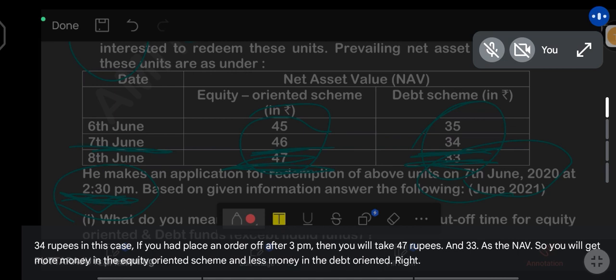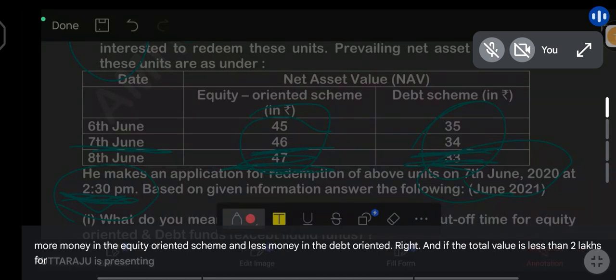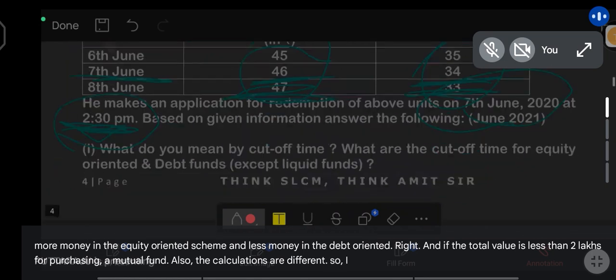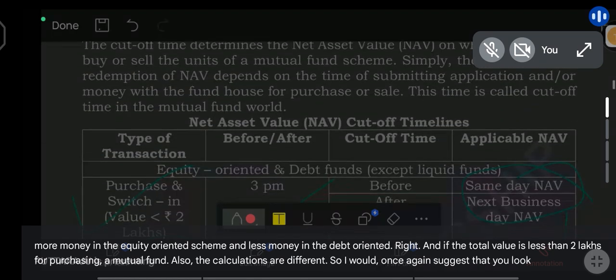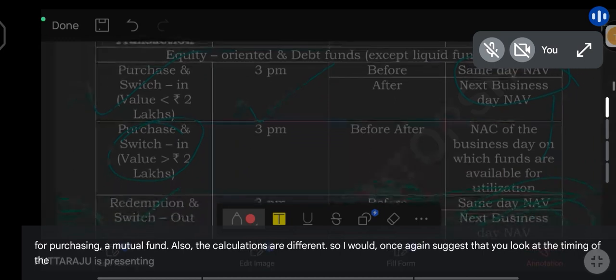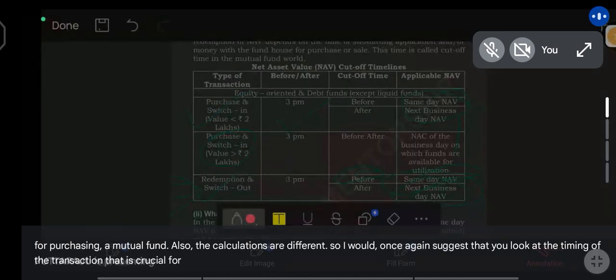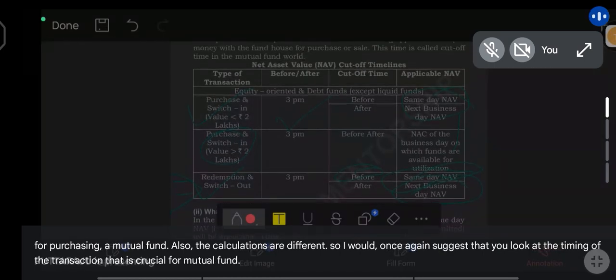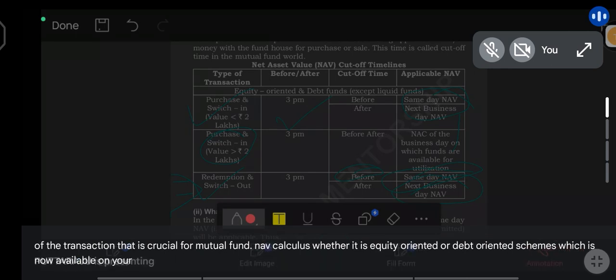Right? And if the total value is less than 2 lakhs for purchasing a mutual fund also, the calculations are different. So I would once again suggest that you look at the timing of the transaction. That is crucial for mutual fund NAV calculation, whether it is equity oriented or debt oriented schemes, which is now available on your screen. All right.